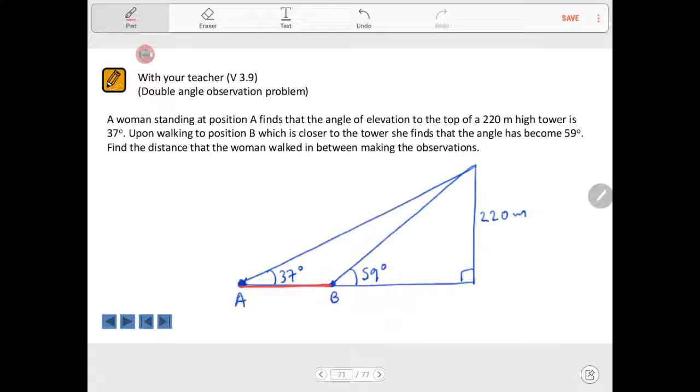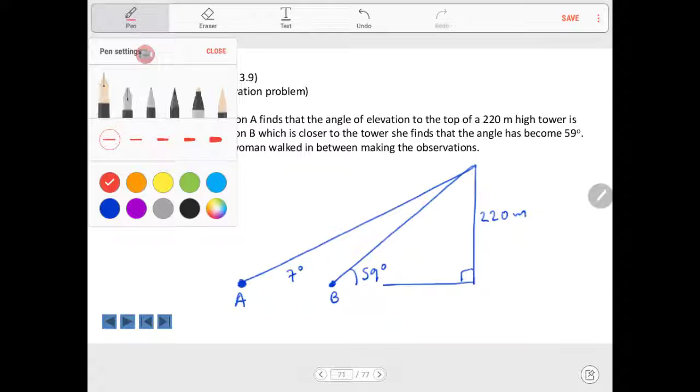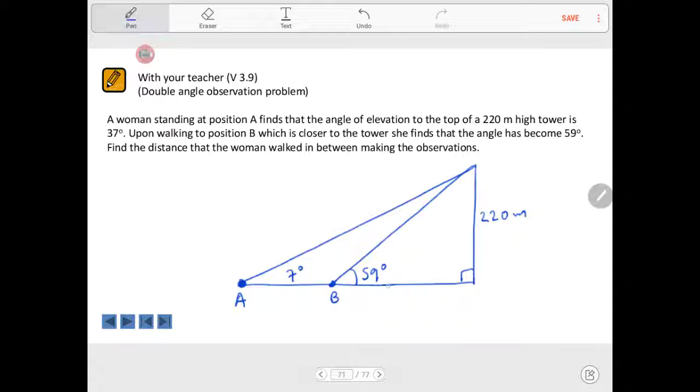Okay, so the strategy here is to do two calculations. So 37 degrees in there. Okay, so we're going to find the distance. I'll just call this one here C. So we've got point A, B and C. We're going to find the distance from A to C, so the distance all the way along the bottom of this triangle. So let's do this first.